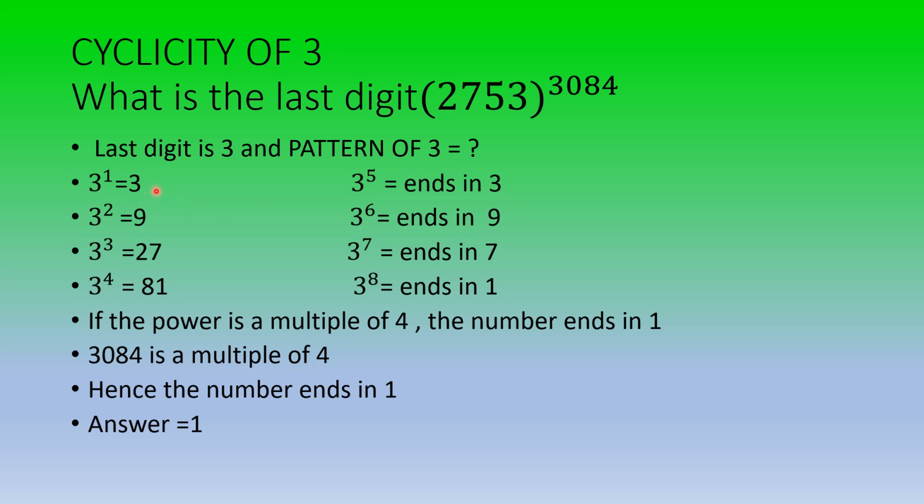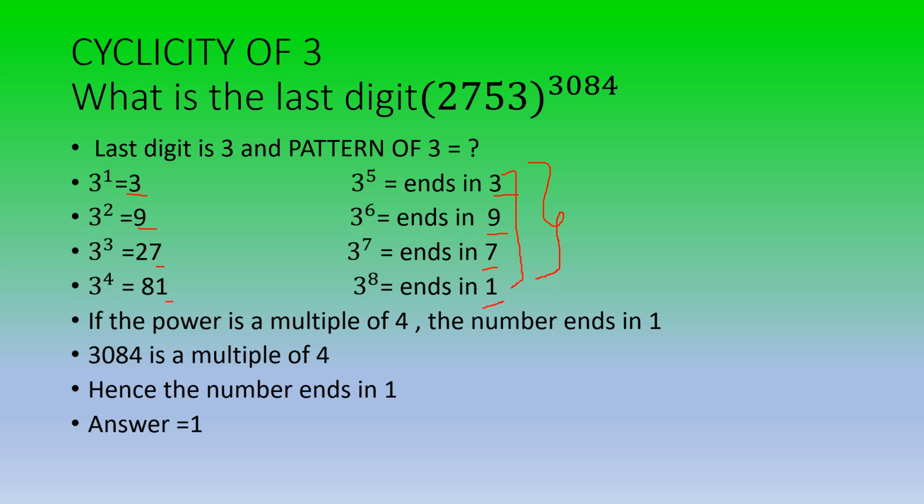3 power 1 is 3, then power 2 is 9, power 3 is 27 and power 4 is 81. So, what pattern does 3 follow? The digits end with 3, 9, 7 and then again 1. If you consider 3 power 5, it will end in 3. 3 power 6 will end in 9, 3 power 7 will end in 7 and 3 power 8 will end in 1. So this pattern 3 follows: 3, 9, 7, 1.